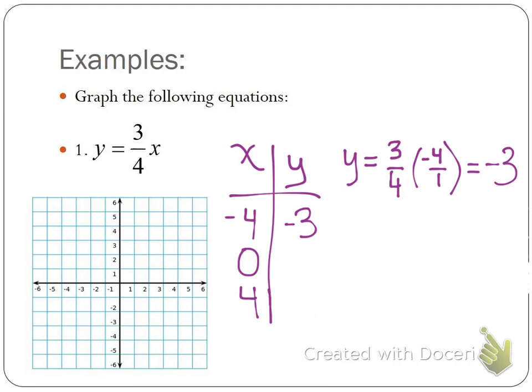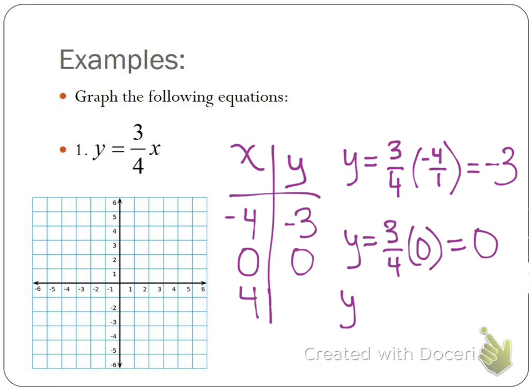I go to my next one. For the next one, I decided I wanted to plug in 0 for X. Well, 0 times anything is 0. That's why I like 0. It makes the math easy. And then lastly, I said I wanted to plug in 4. So we end up with a +3. Again, if you want to work these out by hand or put them in a calculator, whatever you choose to do, as long as you were able to get the same answers that I got, that's what we're looking for.